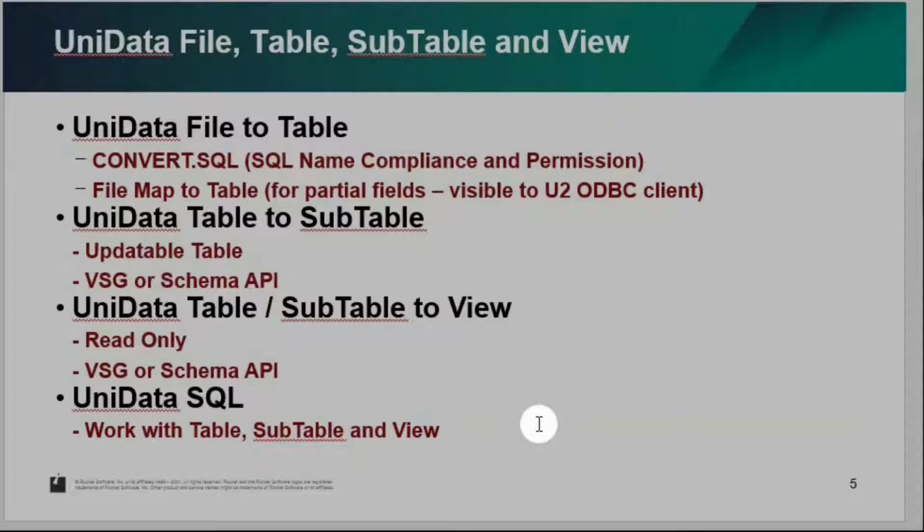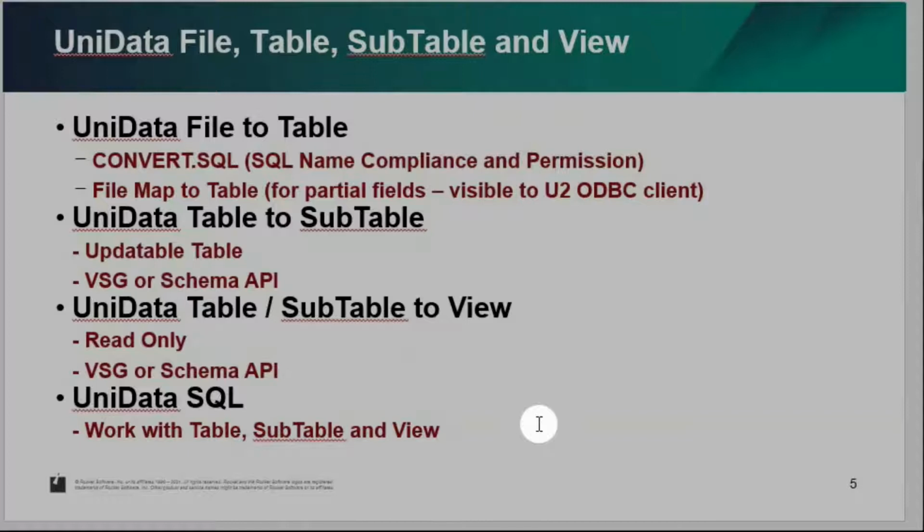But you don't have any option to select the fields. We also provide another way to convert a UniData file into a table, like using the visual schema or the schema API. You can choose partial fields to make visible to the ODBC client. That way you have more flexibility working with the table. But the file and the table name must be different. I will show you later.